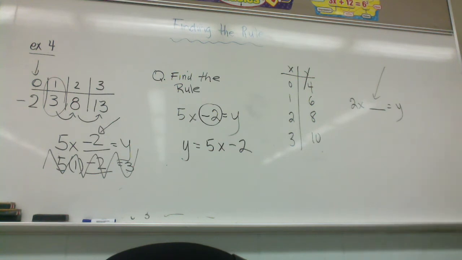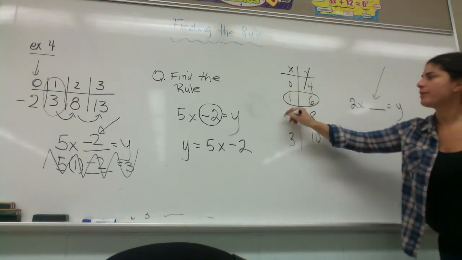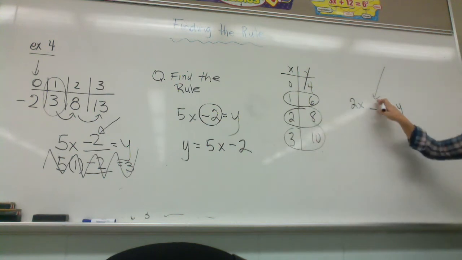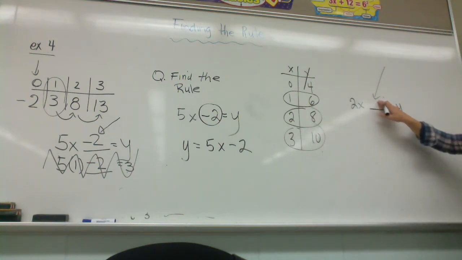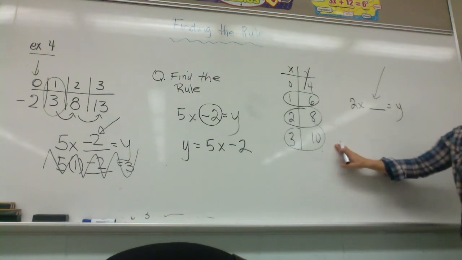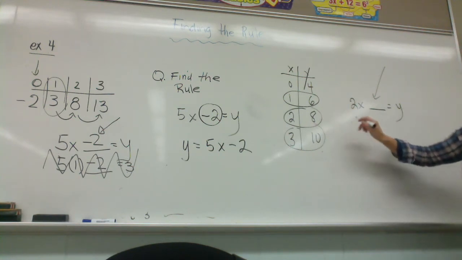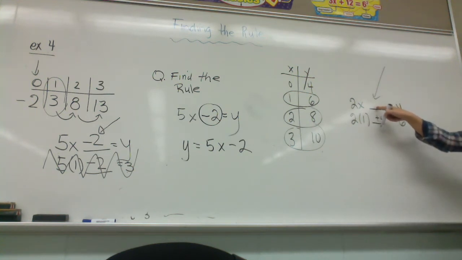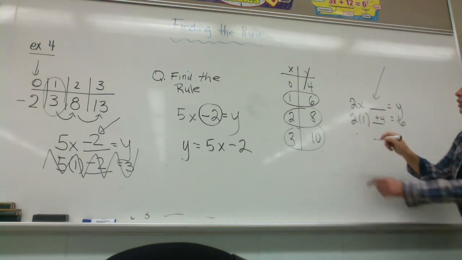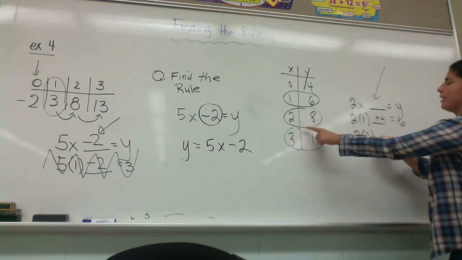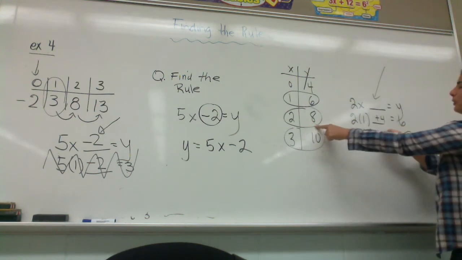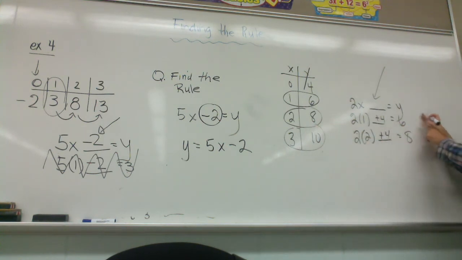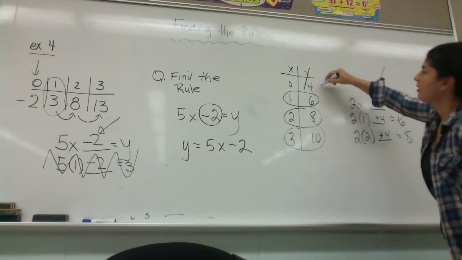I used to use one of these, right? To get this. Well, right now, I don't need this. Why don't I need to do 2 times 1 equals 6? Why don't I need this to get plus 4 here? How come I don't need to do 2 times 2 equals 8? Why don't I need this or this? It's right here.